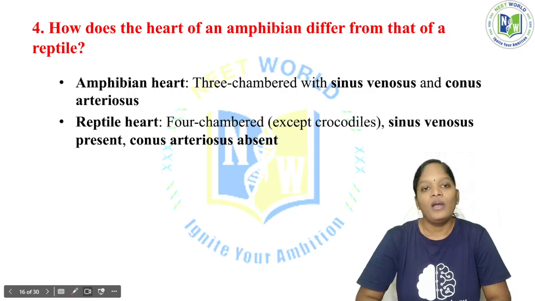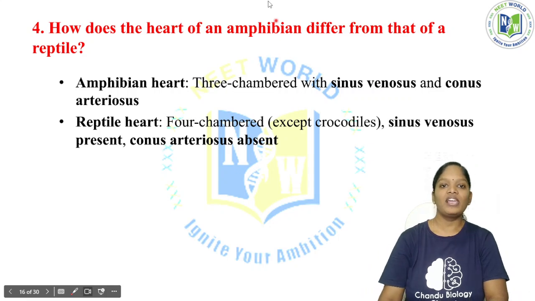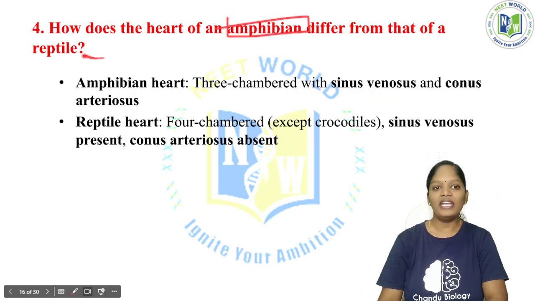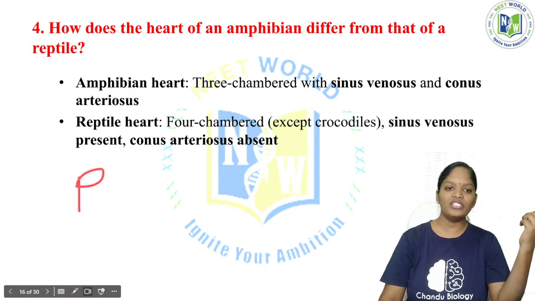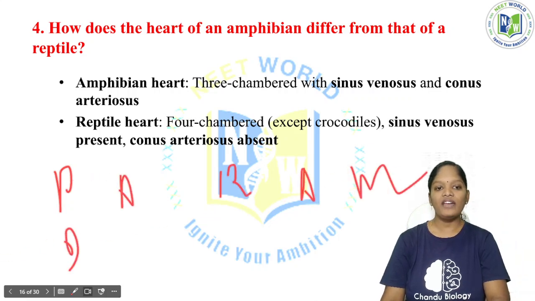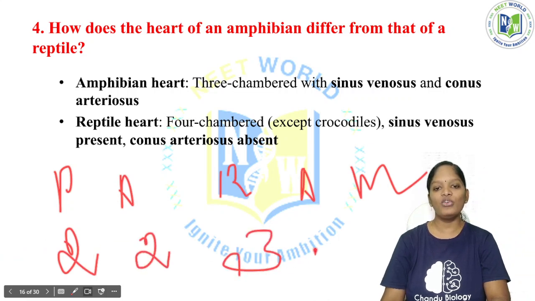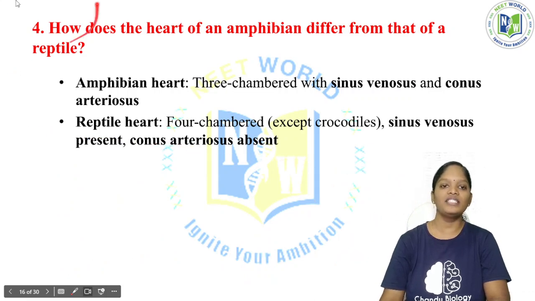Now, how does the heart of an amphibian differ from that of a reptile? See, we are comparing the amphibian and the reptile, and the heart. You should know that fishes have two chambers of heart. Amphibians have three chambers of heart. Reptiles are having three chambers of heart. Aves and mammals are having four chambers of heart. See here, amphibian heart and reptile heart.